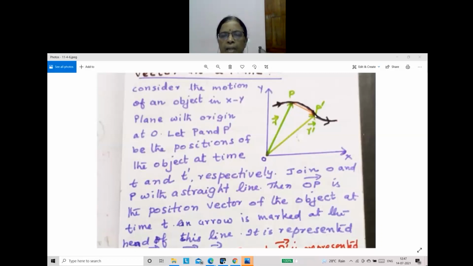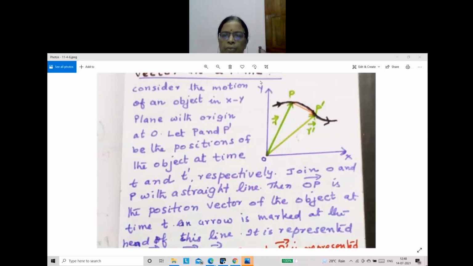The displacement vector tells us how much distance the body moved in the time interval T to T dash. We got it by joining the points P and P dash with a straight line. The straight line gives the magnitude, and the arrowhead shows the direction in which the body has moved. So this is the way to represent position vector and displacement vector when a body moves in a plane.